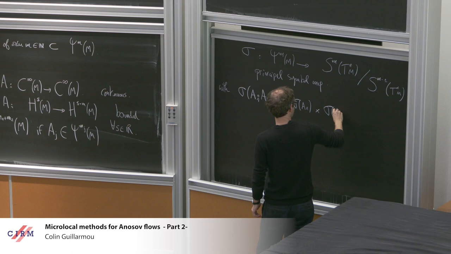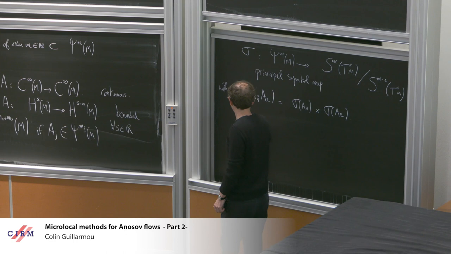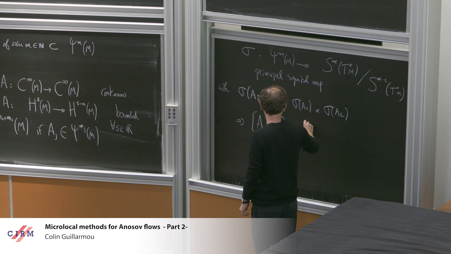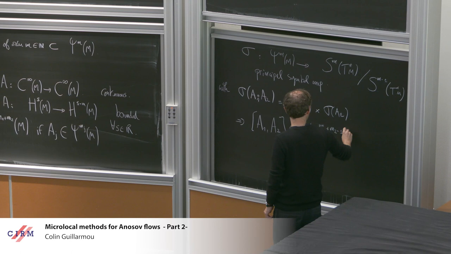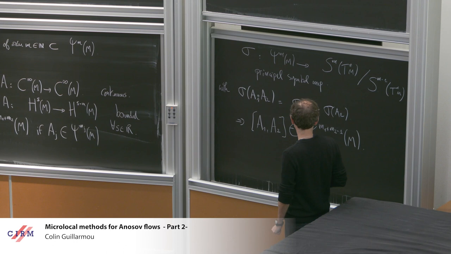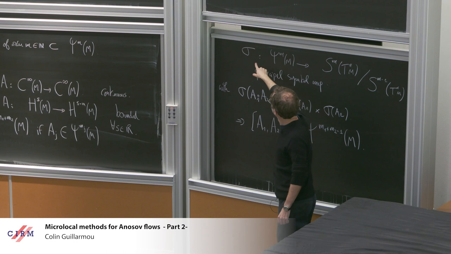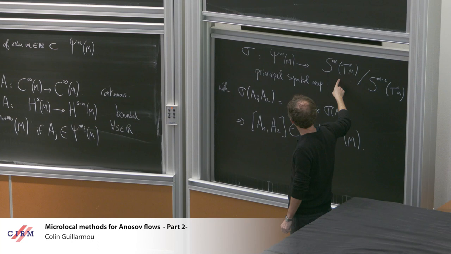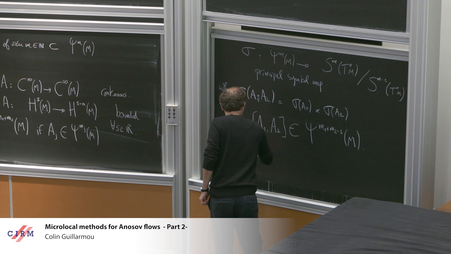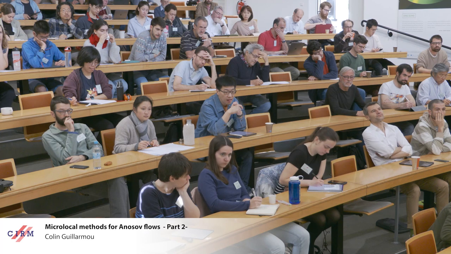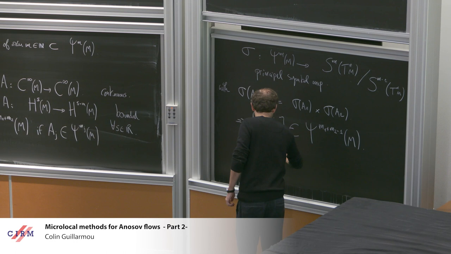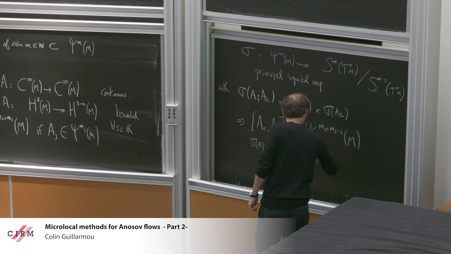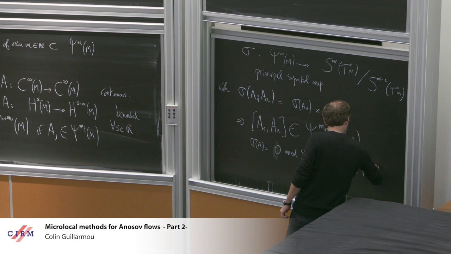So, for instance, an application of this is that if you compute the commutator of these two, this actually belongs to Psi^(m1+m2-1). Because in fact, being zero for the principal symbol, the kernel of this linear map, is going to be Psi^(m-1). So sigma(A) equal 0 modulo S^(m-1) of T*M implies that A belongs to Psi^(m-1). So this is what you get.